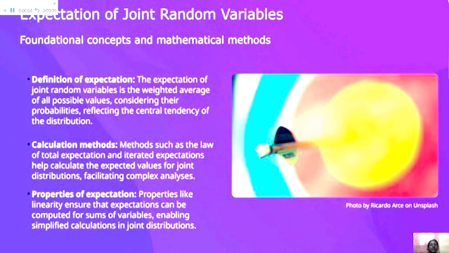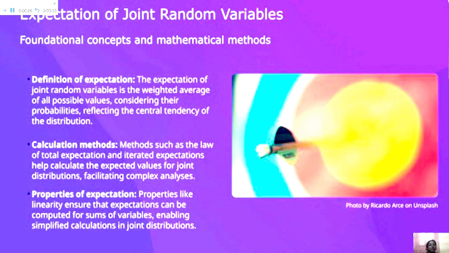Next we have expectation of joint random variables, foundational concepts and mathematical methods. Definition of expectation: the expectation of joint random variables is the weighted average of all possible values, considering their probabilities, reflecting the central tendency of the distribution.